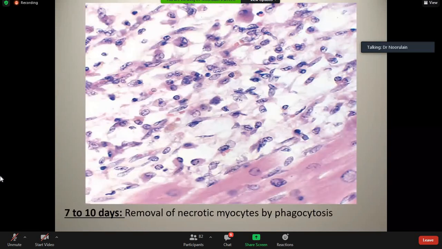This is the 7 to 10 days. There is a removal of the necrotic myocytes. There is a decrease of the myocytes in this picture. This is the 7 to 10 day old infarct. There is a removal of the necrotic myocytes by phagocytosis. This is another picture of the 7 to 10 day old infarct. There are no myocytes, having lost most of the cells, and there are phagocytes.